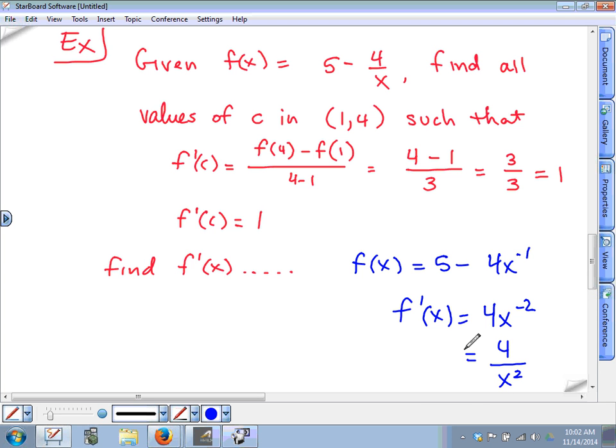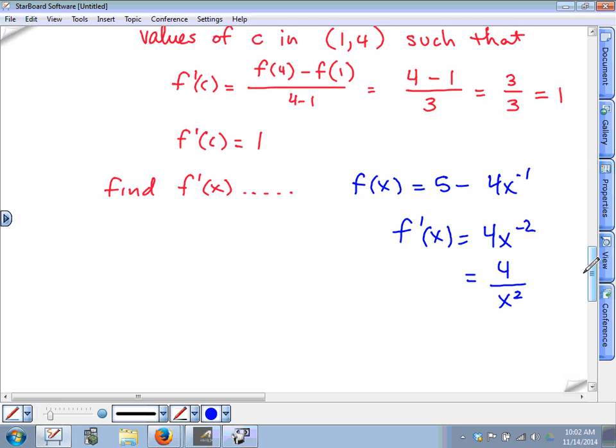So it's 4 over x squared. And then you have to set that equal to 1. We want to set this equal to 1. So now we have to find x where 4 over x squared is equal to 1. Plus or minus 2. Those are the two values.